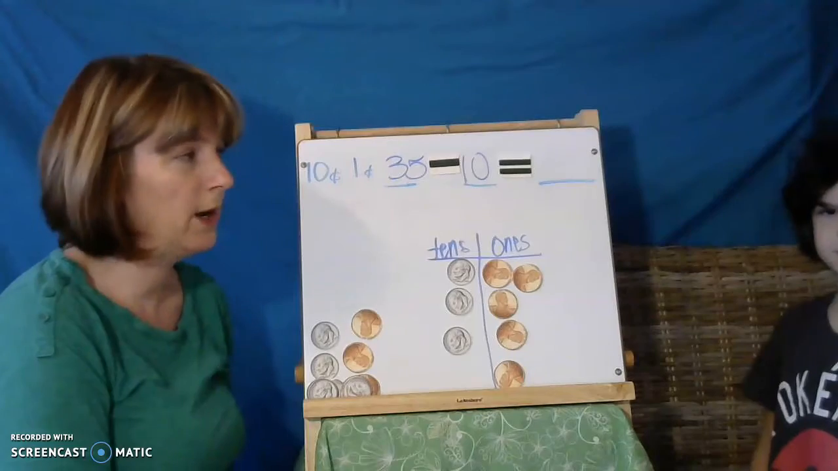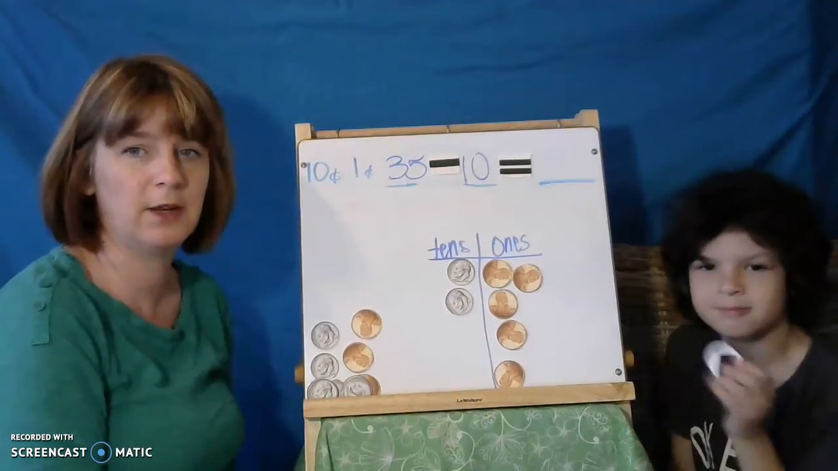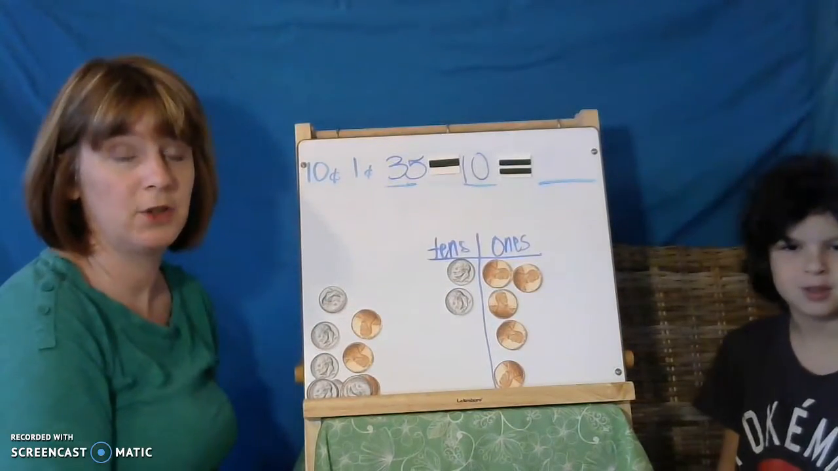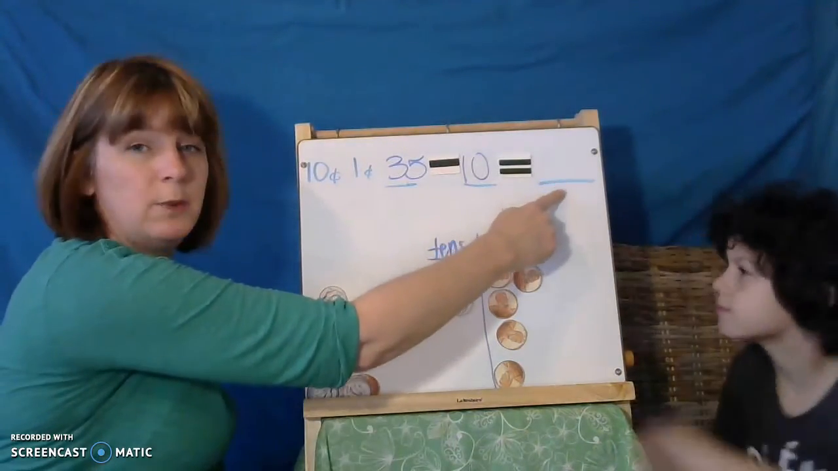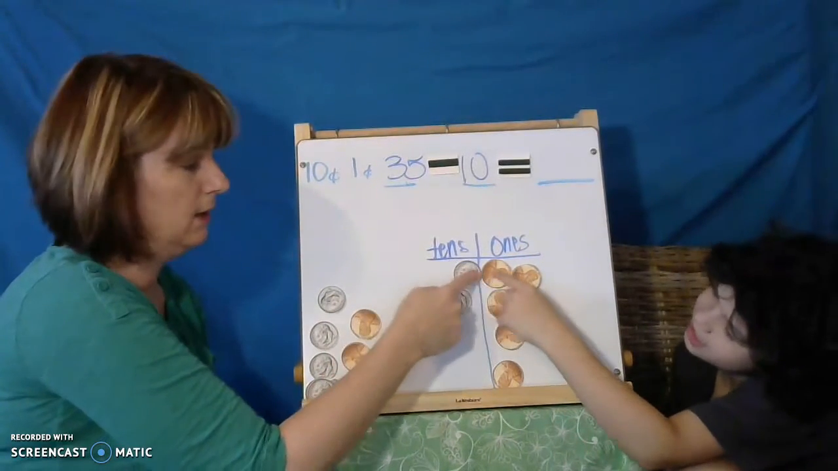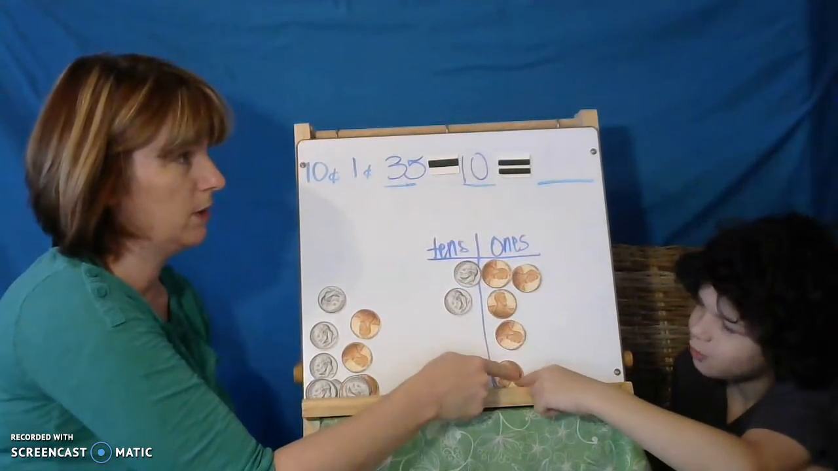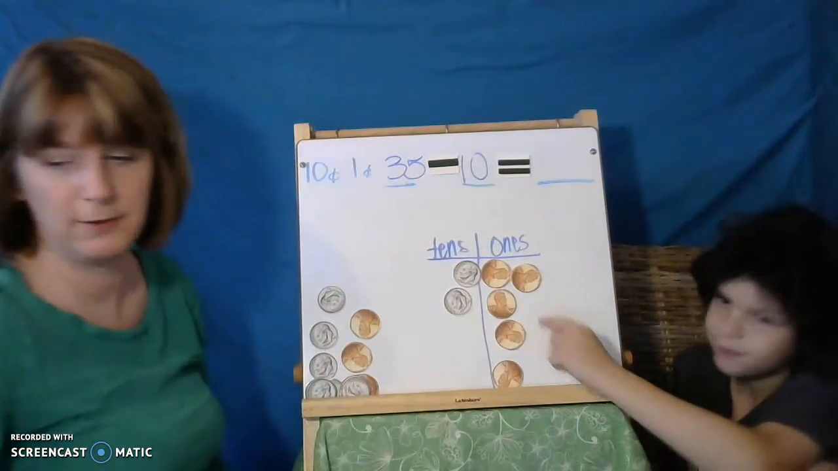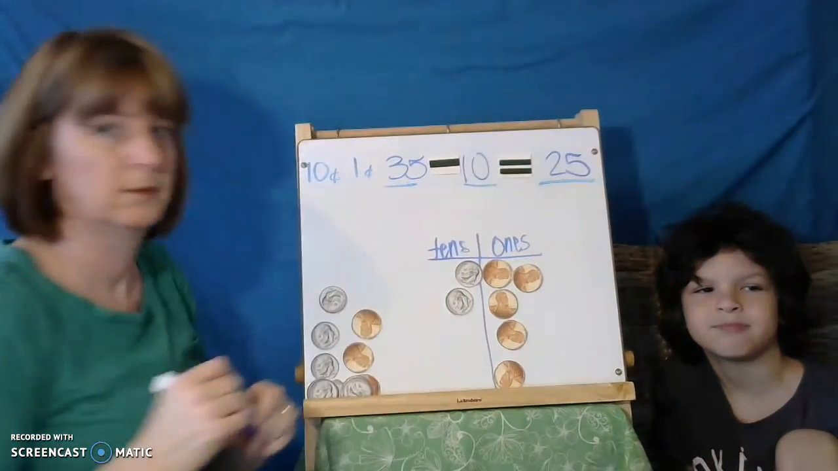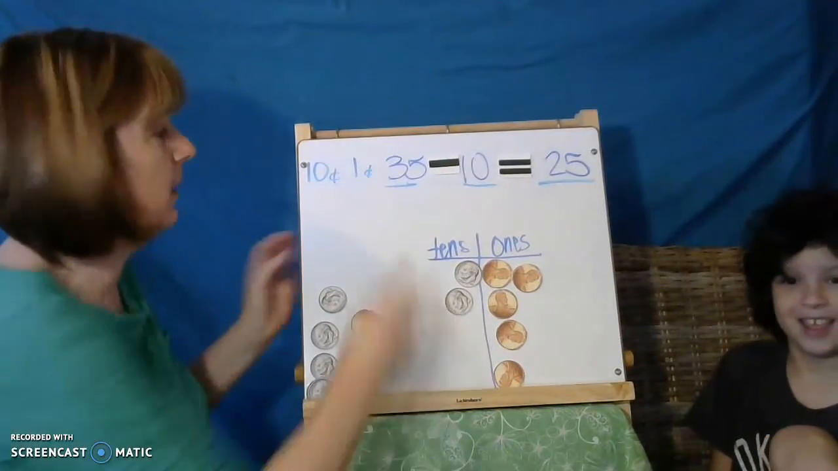Now we need to take away instead of adding together, so we're going to take away 10. So what should we take away to take away 10? A dime. Okay, and now we can start counting and see how much money do we have left? 10, 20, 21, 22, 23, 24, 25. Okay, put it back.